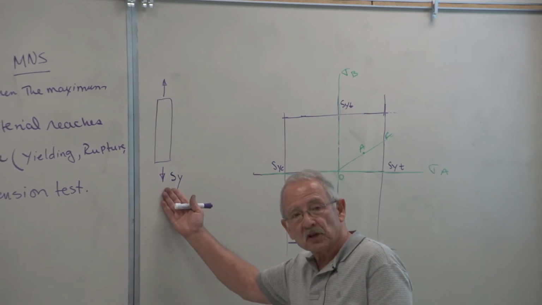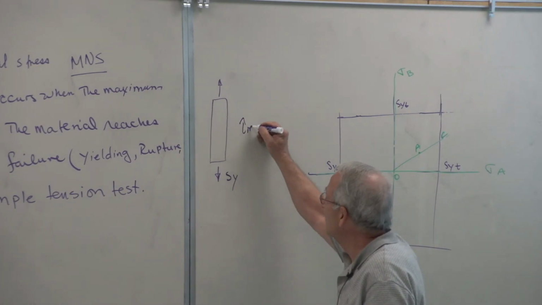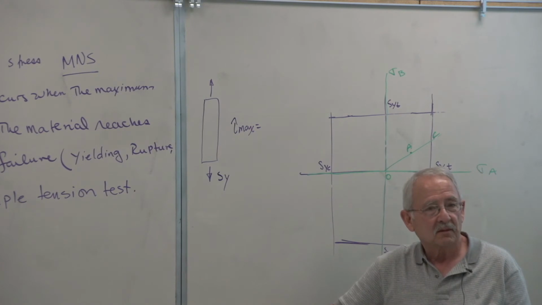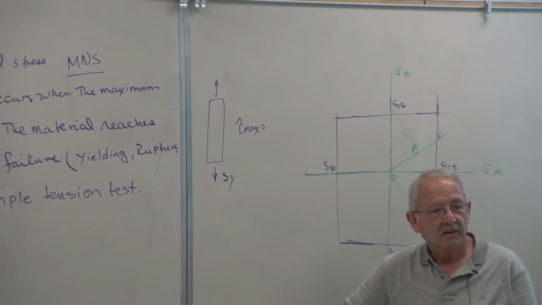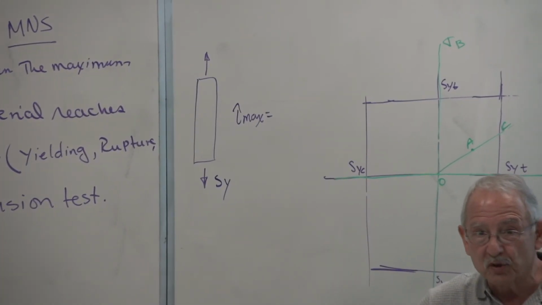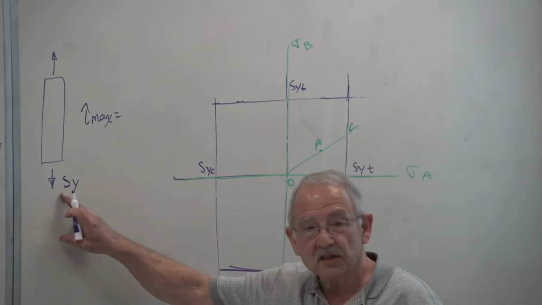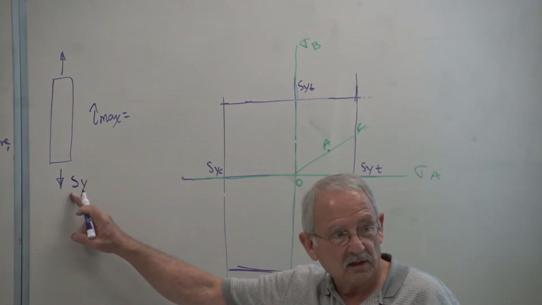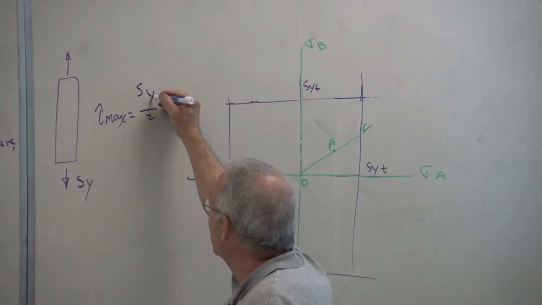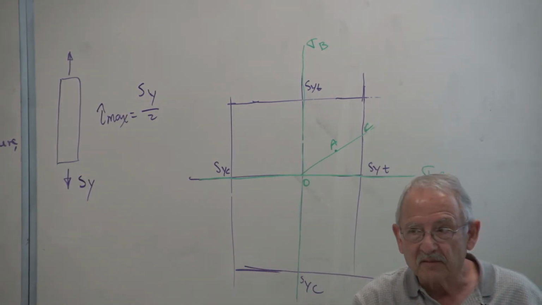What's the maximum shear stress when this happens? In this case, tau max equals what? Draw Mohr's circle. Now two of your principal stresses are 0. The other one is Sy. Therefore, the maximum shear stress is Sy over 2. Is everybody following that?